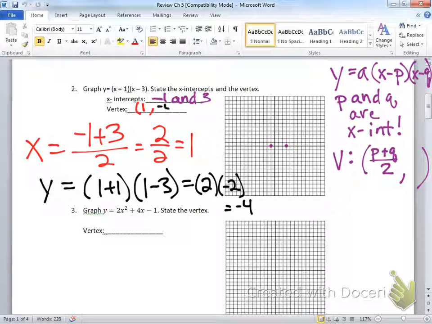All right. So 1, negative 4 is my vertex. So you plug in the x-intercepts to find the vertex? You find the average of the x-intercepts to find the x value of the vertex. And then you plug in the x value of the vertex.